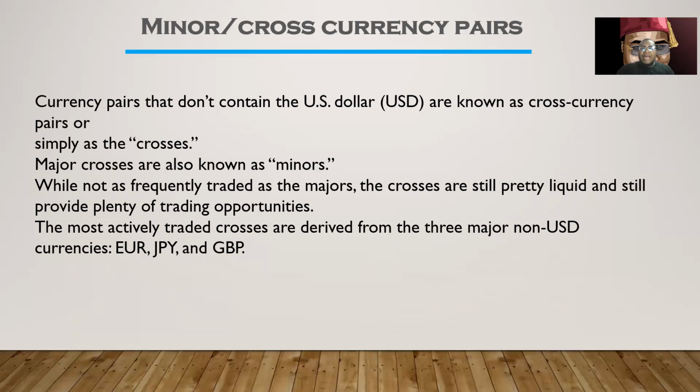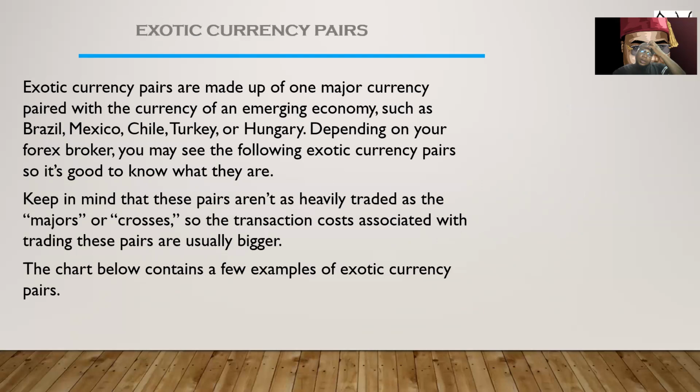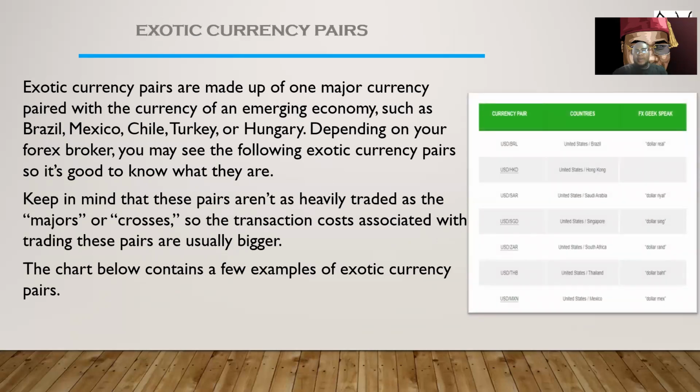Okay, so most actively traded crosses are derived from the three major non-USD currencies, which are the euro, the JPY, and the GBP. All right, and we also talked about the exotic pairs. For exotics, we have the USD Kiwi, we have the USD Brazil, we have USD SGD, that's Singapore, and Thailand and all that. These ones are exotic pairs.